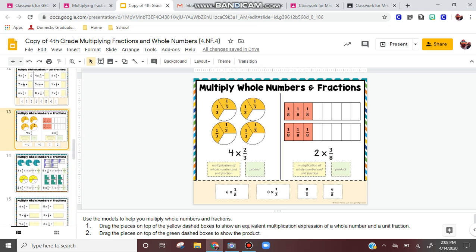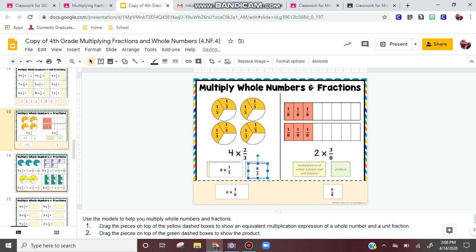So you have to find the answer. So I have 4 times 2/3. So that's 1, 2, 3, 4, 5, 6, 7, 8 thirds. So 8 thirds here. And then you'd have your answer, which would be 8/3. So you drag it and drop it.